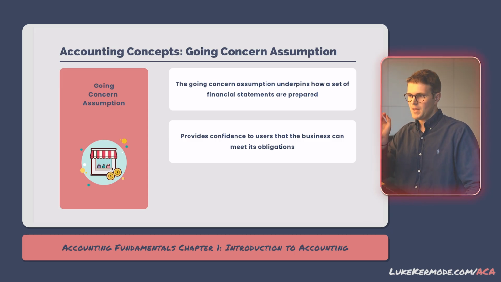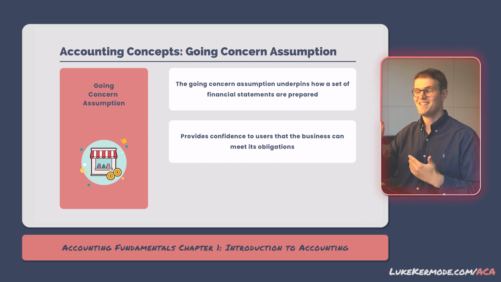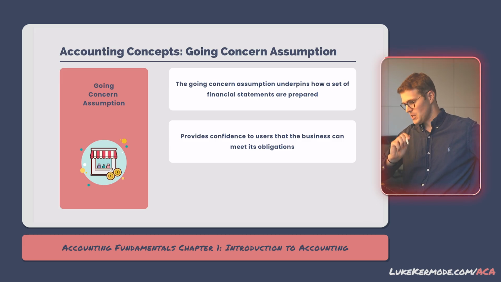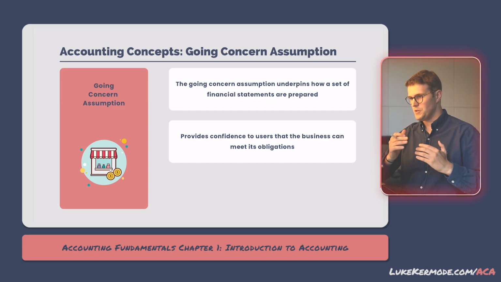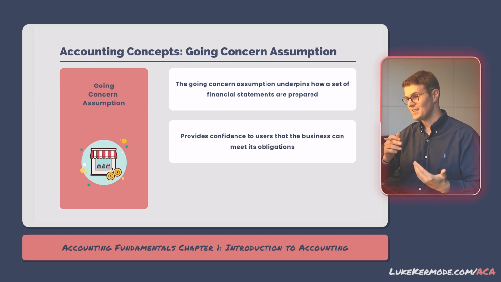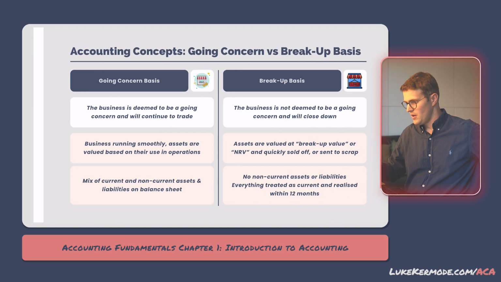And this is the key point. If the going concern assumption does not apply, if there's a very real possibility that the business might close within the next year, then the financial statements must be prepared on a breakup basis, and the values we report in the accounts will look very different because we'll be focusing on what the assets are worth if the business were to shut down and we were to sell them in a fire sale, or if we were to send them to scrap. Therefore, the going concern assumption plays a crucial role in giving a true and fair view of the financial health of the business.